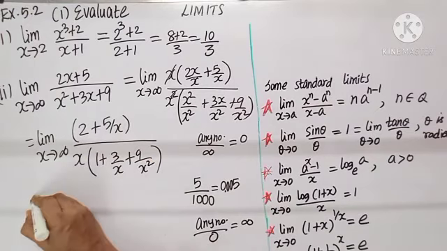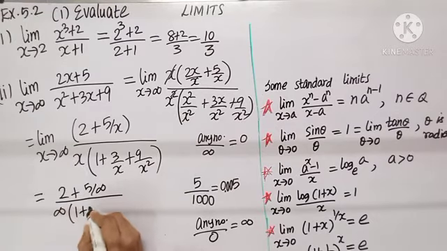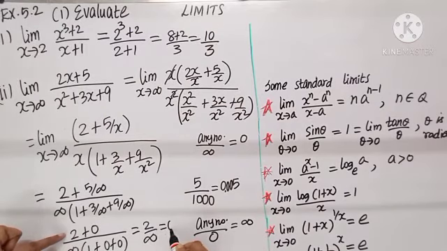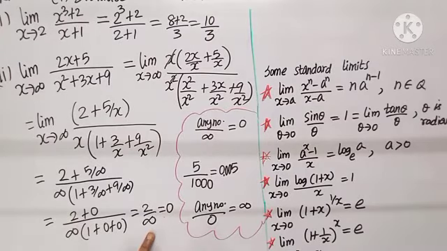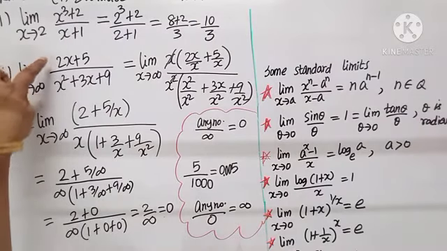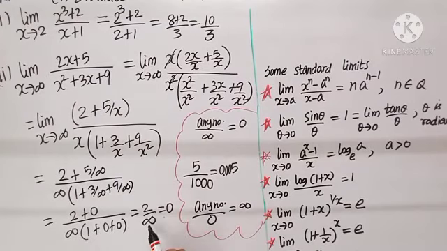Now apply the limit. I get 2 plus 5 by infinity, divided by infinity into 1 plus 3 by infinity plus 9 by infinity. Whenever I have by infinity, my answer is 0. So 2 plus 0 by infinity into 1 plus 0 plus 0. Again, I get 2 by infinity, so my answer is 0. Whenever infinity is in the denominator, my answer is 0. So limit x tends to infinity tells us, take x out here, take x square out here. As we cancel, we arrive at denominator as infinity. So my ultimate answer is 0.